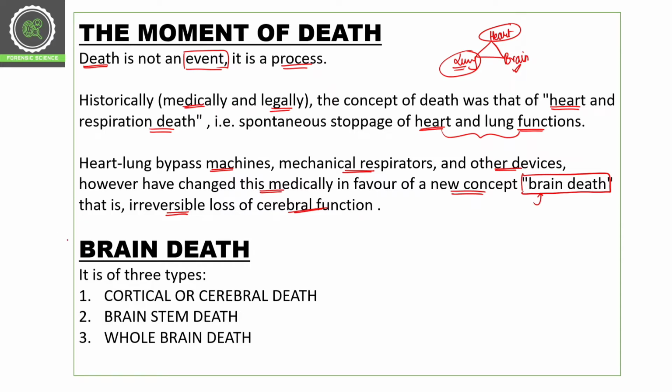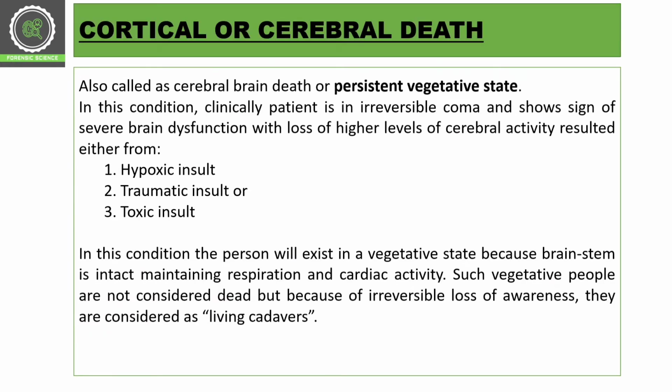Now let's understand brain death. It is of three types. The first type is cortical or cerebral death. Then we have brainstem death, and then we have whole brain death. What are the different types? Cortical, brainstem death, and whole brain death. Clear? Now let's understand one by one what these different types of brain death are.